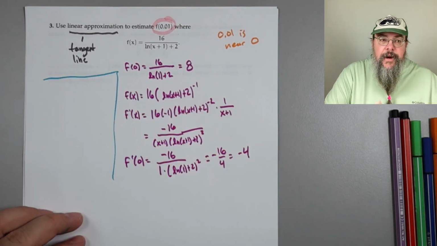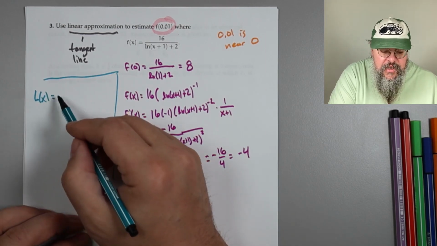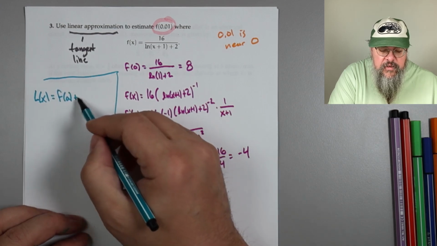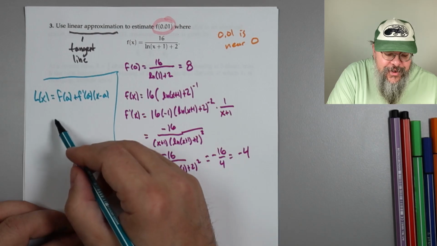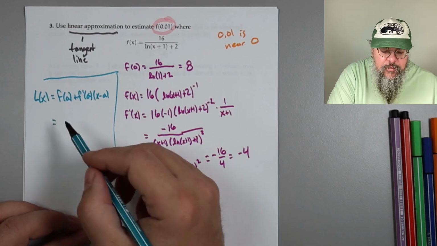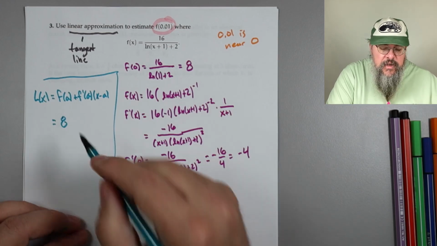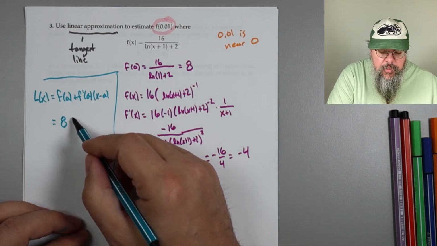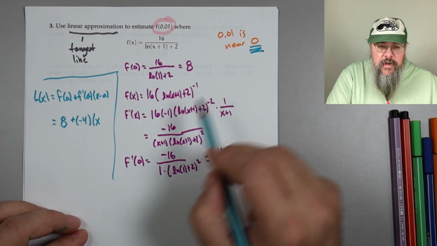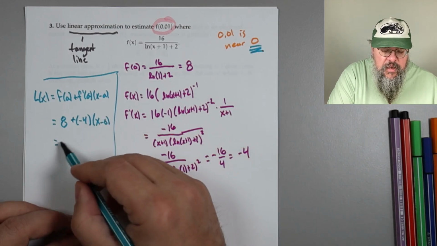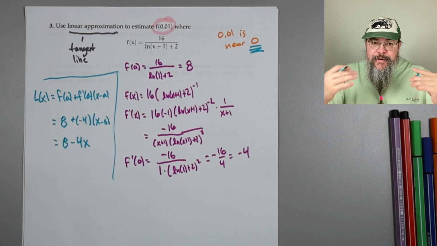So our generic formula for linear approximation, sometimes called L of x, is f of a plus f prime of a times x minus a, aka the tangent line. So in our case, that's going to be f of 0 is 8, and then f prime of 0 is negative 4. So 8 plus negative 4 times x, and a is where we took our point, minus 0. Or if you like, that's 8 minus 4x.